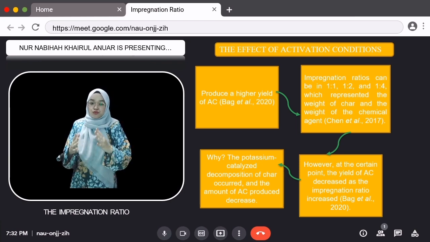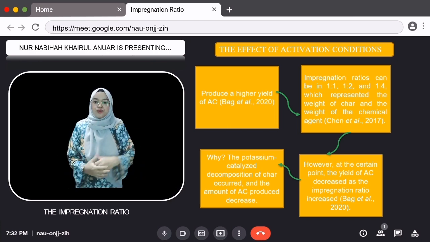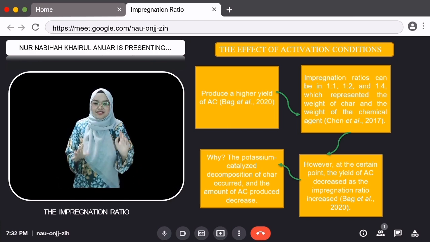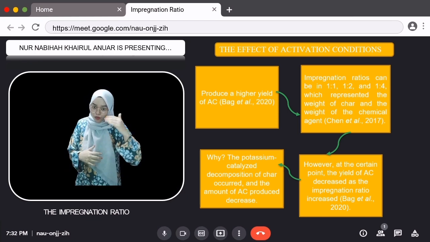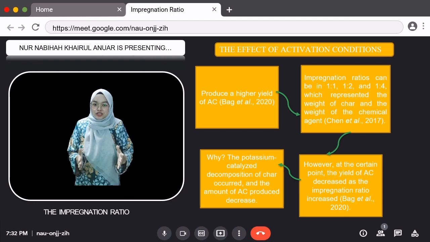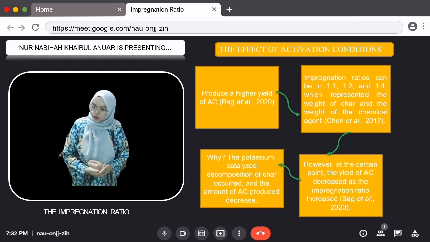Impregnation ratio can be 1:1, 1:2, and 1:4, which represent the weight of the char and the weight of the chemical agent. However, at a certain point, the yield of AC decreased as the impregnation ratio of the chemical increased. Why? Because the potassium-catalyzed decomposition of char occurs, resulting in a decreased amount of AC produced.